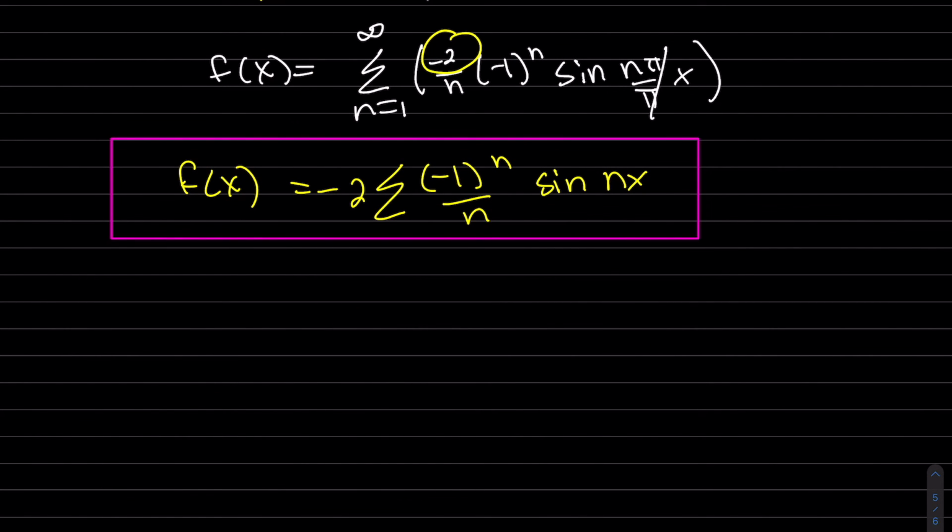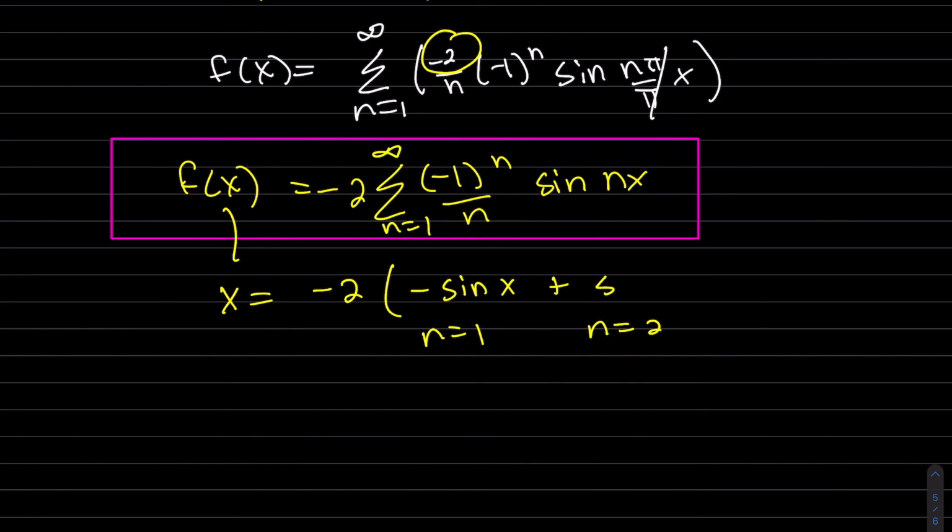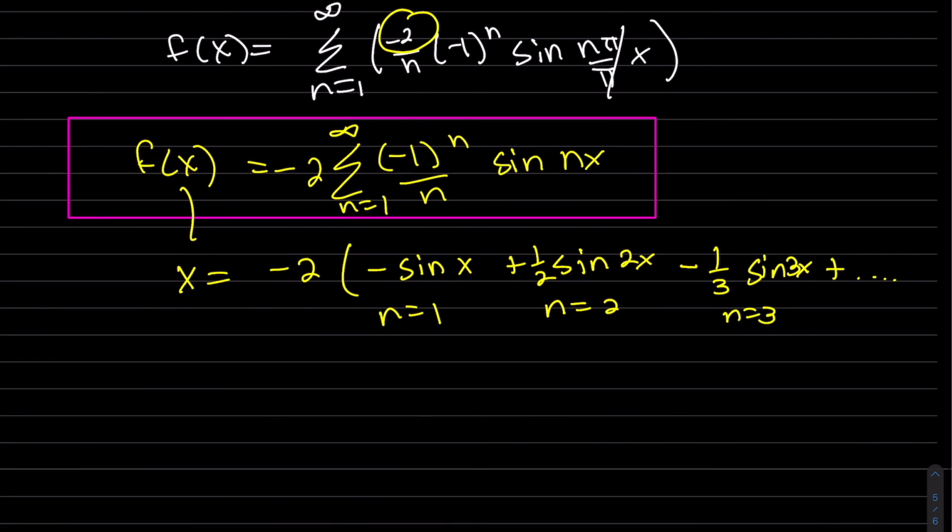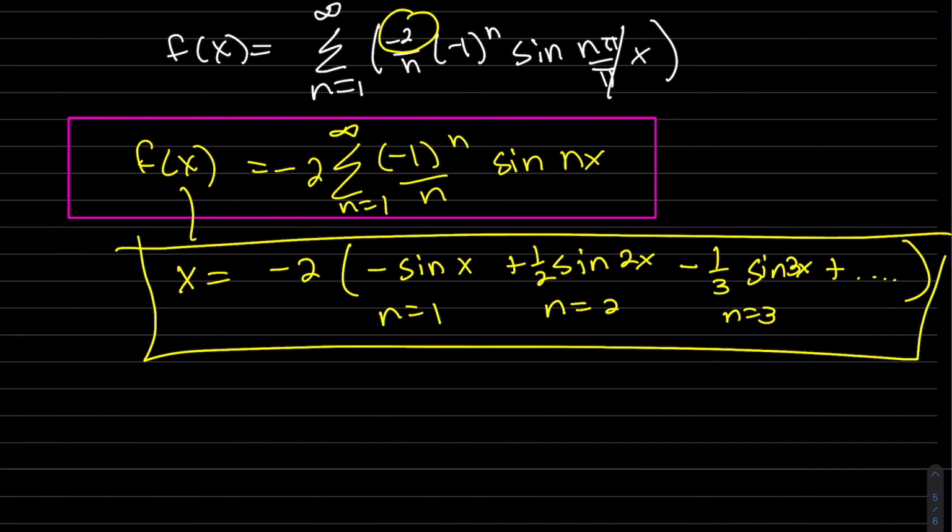So remember, our f of x is x. And if we want to write it out, it's -2. So it's alternating. So it's our infinite series. Turns out to be just in terms of sine.